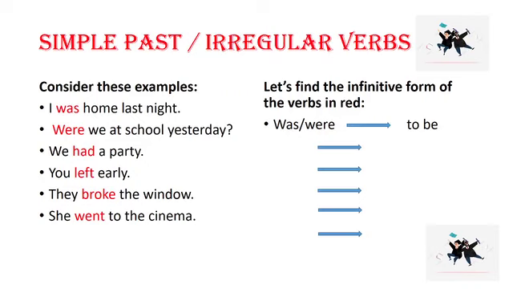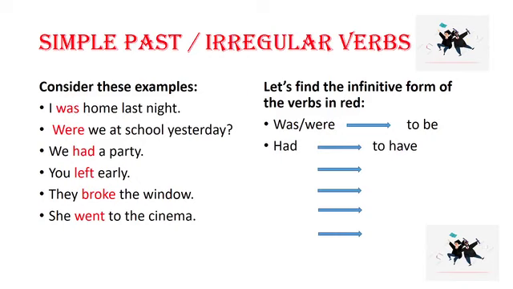Third one, had. Which verb is this? The verb had in simple past is the infinitive of which verb? This is again easy, you have already seen this. So let's see the answer. Had, the infinitive is to have.